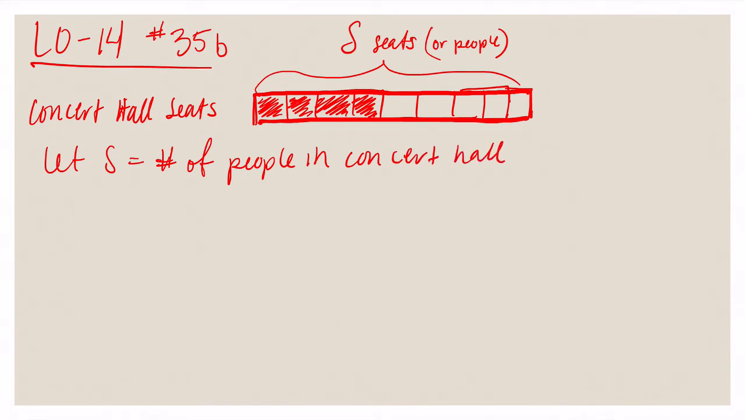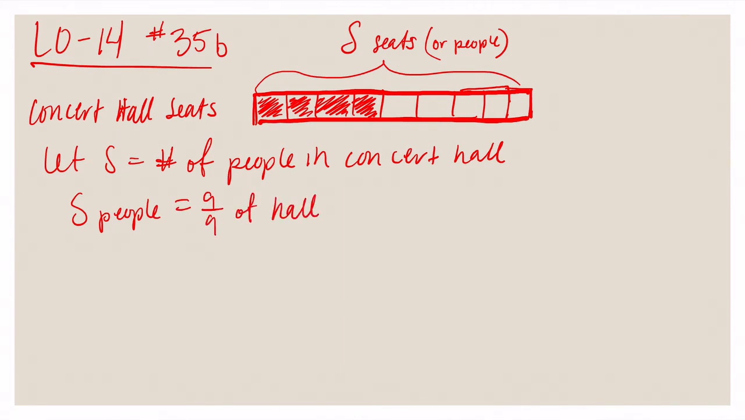Okay. No, that's S is all of them, or 9/9 of them. So what we need to do is we need to get it down to 4/9. Okay. So S people is equal to 9/9 of the concert hall.